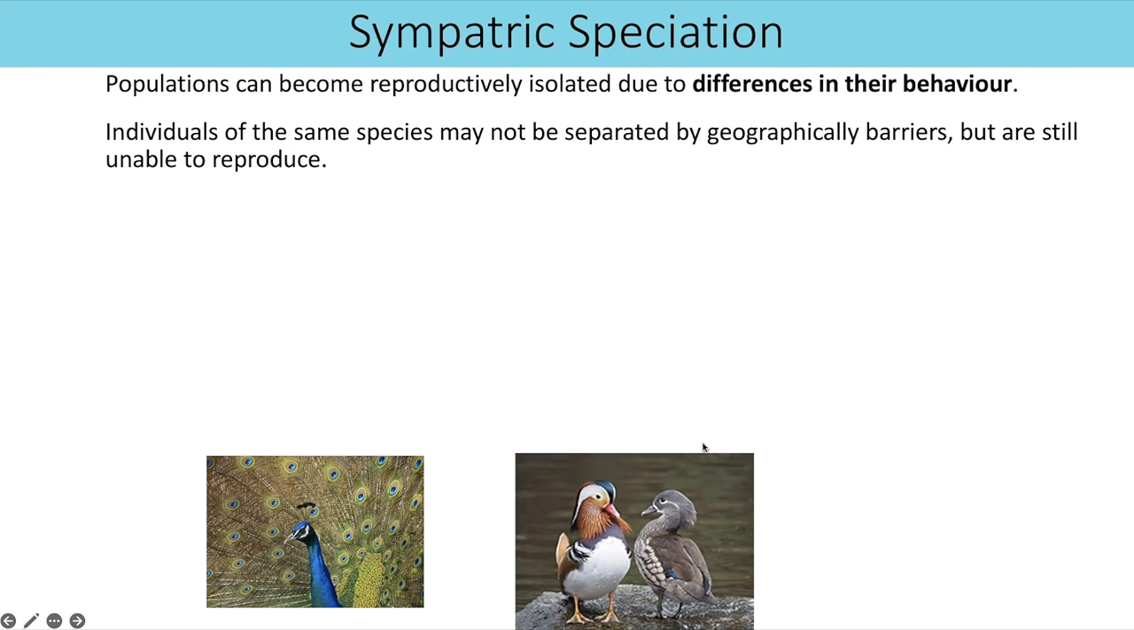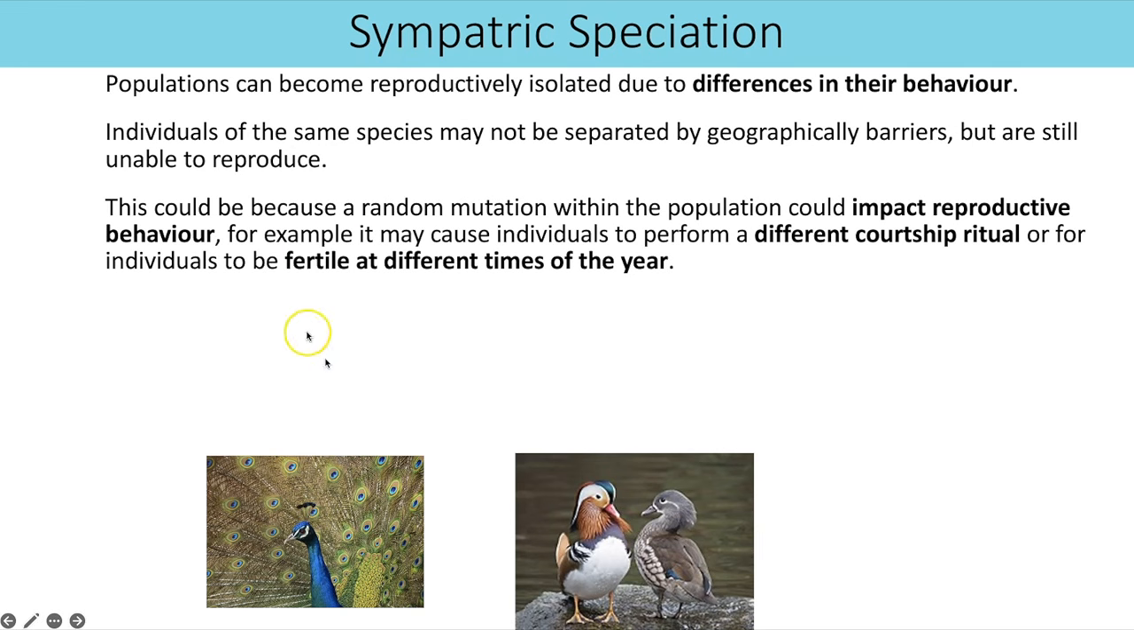Sympatric speciation is when they are in the same area, but they are reproductively isolated due to differences in behaviour. And this could be because of a random mutation within the population that could impact reproductive behaviour, for example, and it might mean they perform different courtship rituals, or it might be that they become fertile at different times of the year, and that's the same with plants. They might suddenly have different flowering times of the year.